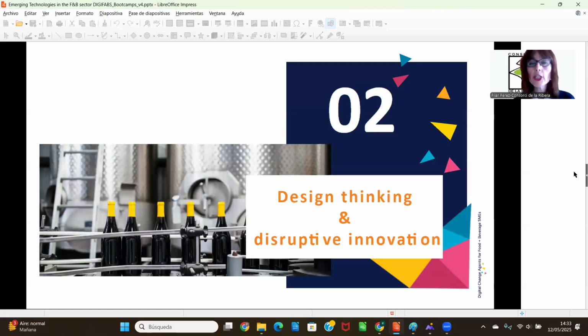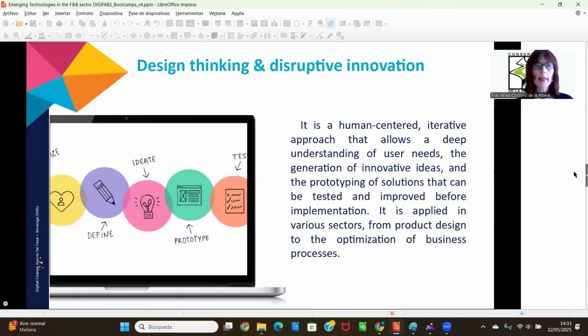Regarding the first issue that we are going to talk about, design thinking and disruptive innovation. It is a human-centered approach to problem solving based on learning and experimentation. It begins with identifying a problem, understanding the context around it, and then generating and testing ideas. As it's seen in the picture, the steps are to see the problem, define, ideate, prototype, and then finally test it.